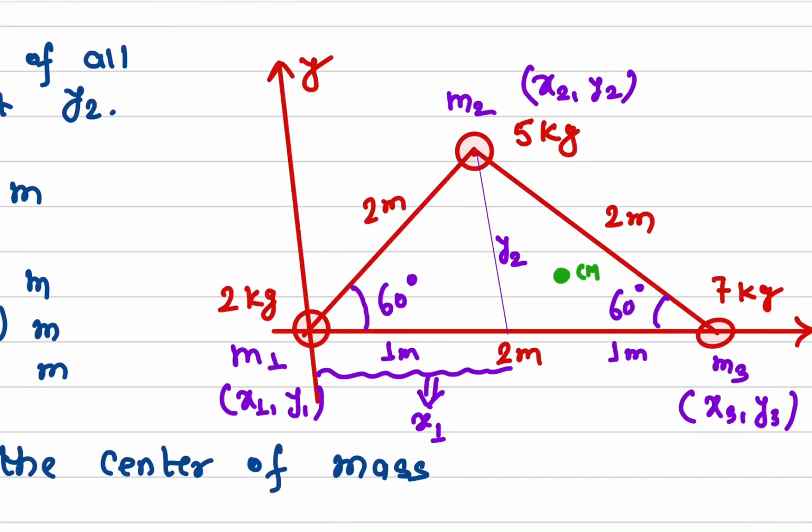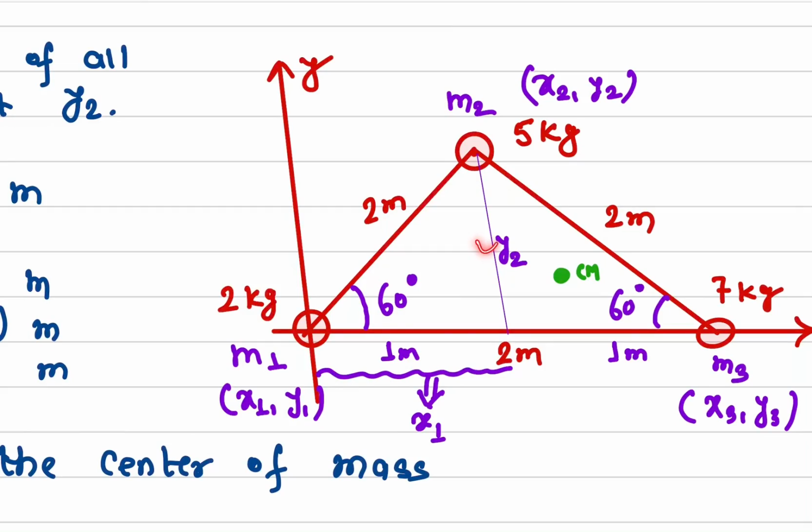Now in order to find the position of this mass m2, we have to do a little bit of math, trigonometry. So just take a look at this triangle here. We have a perpendicular bisector here, and in this triangle this will be y2, the y coordinate, and this will be the x coordinate. The total length is 2 meters, and this is a perpendicular bisector. That means this one will be 1 meter, and we already know this side is 2 meters.